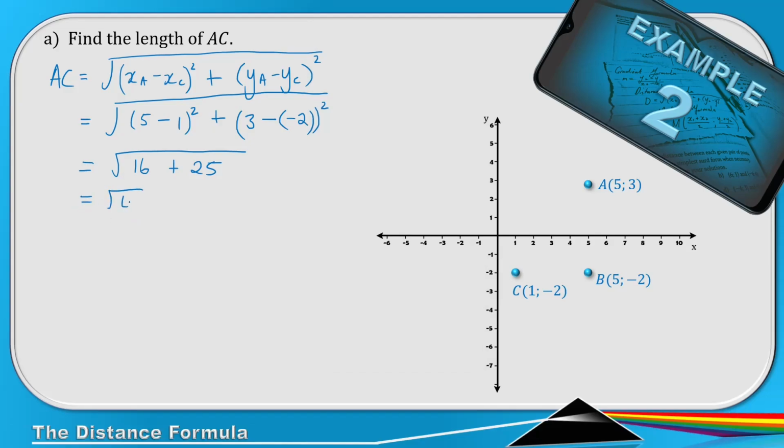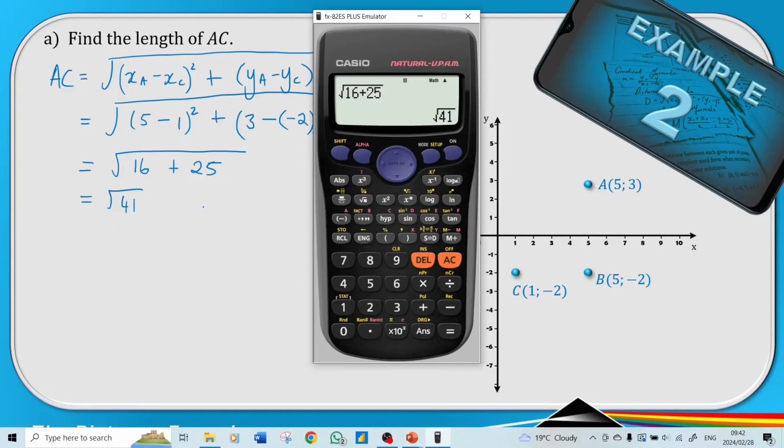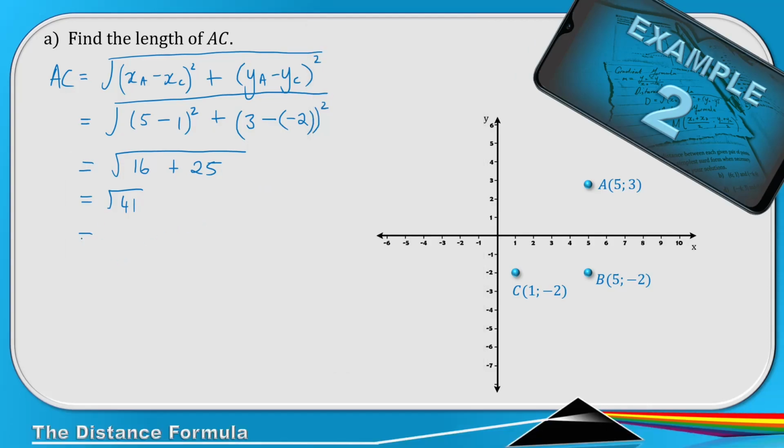Now, depending on what the question says, they can say leave it in the simplest surd form. If they don't say anything, then you'll have to put it in 2 decimal places, because that's the standard we use. So that's going to be 6,40, but in this case, we can just write it as 6,4.